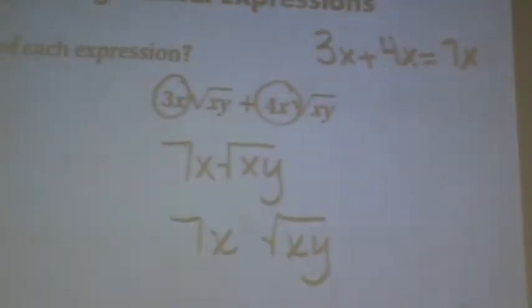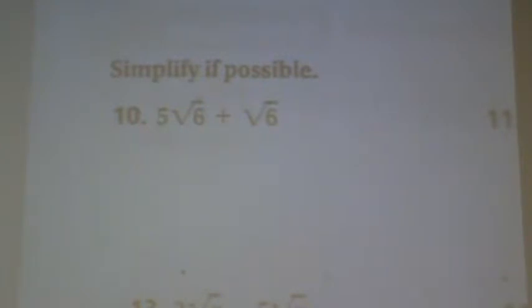Are we good? Okay, so we are going to continue on with 10, 11, 12, 13, 14, and 15 to make sure our understanding is solid. So number 10. 6 squared. Now why? Where did 6 come from?